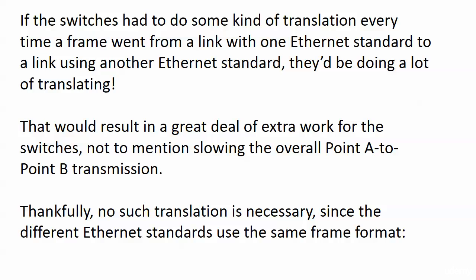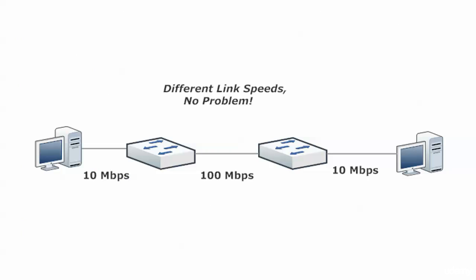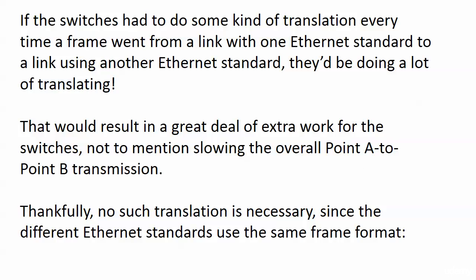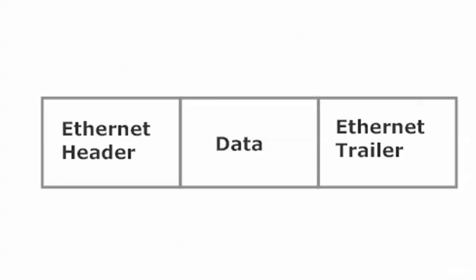Because if the switches had to do some kind of translation every time a frame went from a link with one Ethernet standard to a link using another Ethernet standard, that would be a lot of translation. But thankfully, we don't have to do that. That would also be a lot of extra work for the switches, and of course it would slow the transmission down as a whole. The reason no such translation is necessary is that all of those Ethernet standards use the same frame format, and that is about as simple as it gets. You've got your data in the middle, your header out front, your trailer out back, and you've got your Ethernet frame.